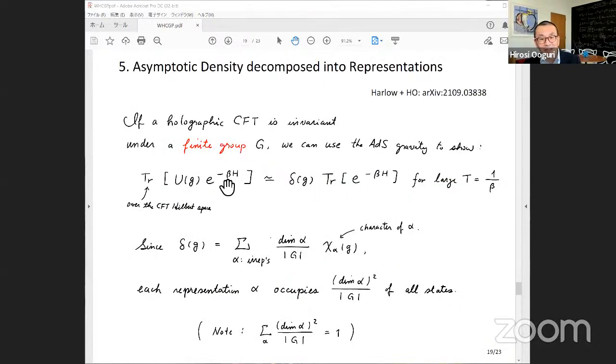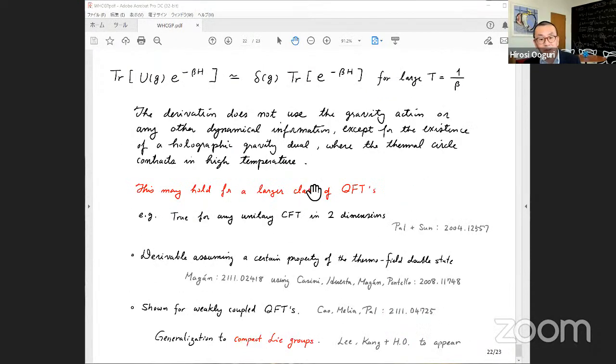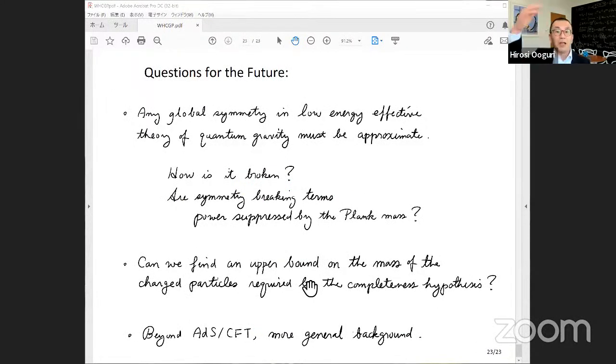This work was sort of motivated by trying to understand how the high temperature state decomposes into representations. But for example, you can ask what is the first instance where a charged particle appears. So this is related to the weak gravity conjecture too. So this is something we would like to understand. And of course, we would like to go beyond the AdS/CFT correspondence too. So that's all I wanted to say.